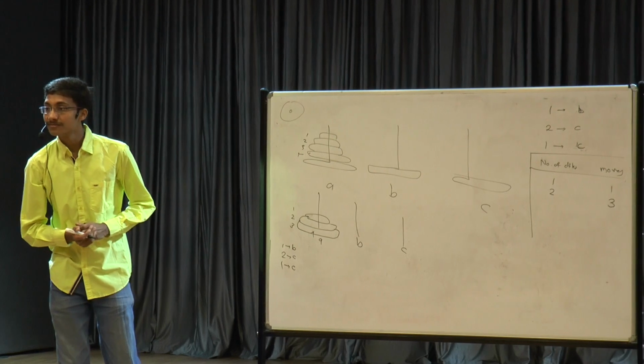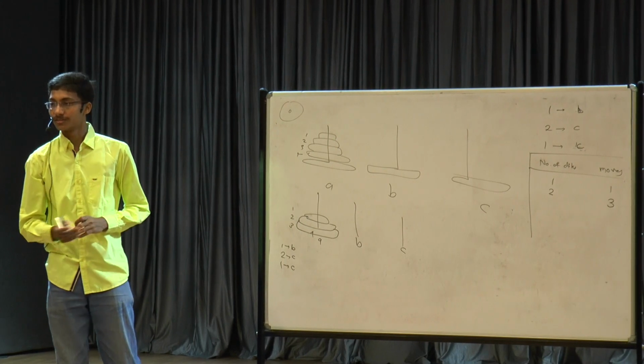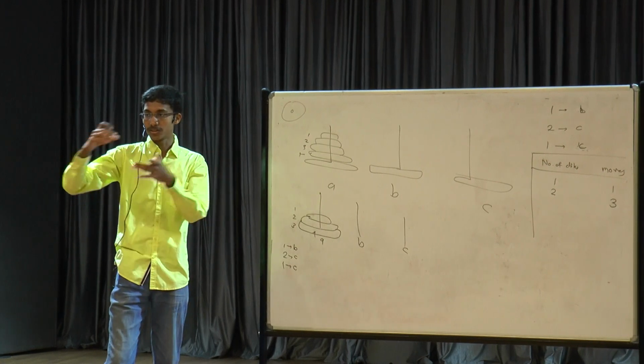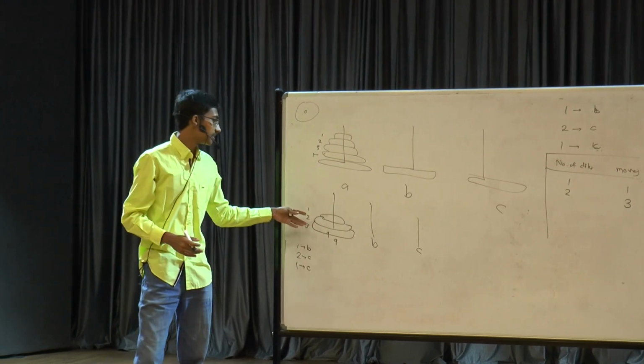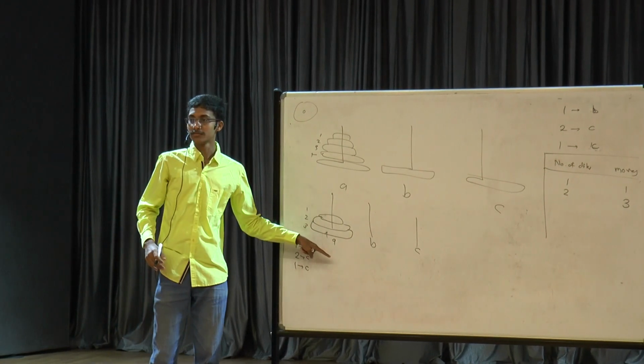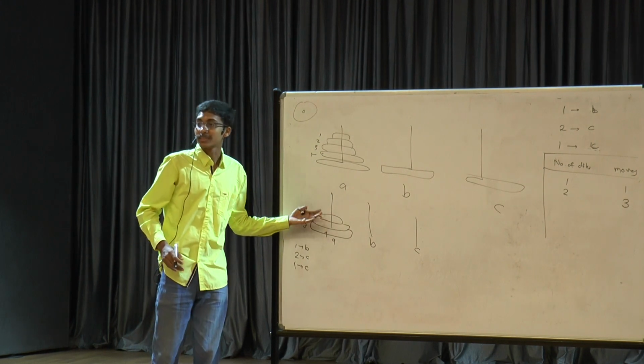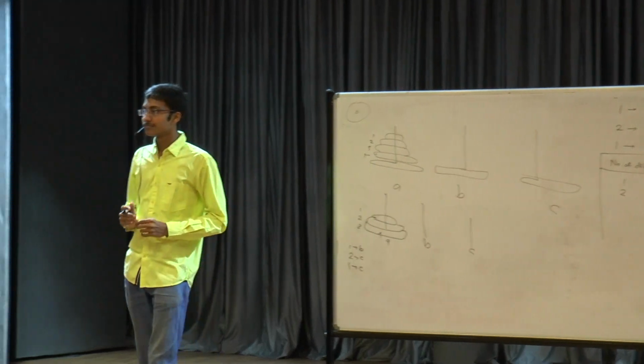We can place a bigger one on smaller ones, right? No. You can't place a large disk on a smaller disk. But they don't have to be immediate. Like I can place 1 on 3, 1 on 2, but I can't place 2 on 1 or 3 on 1.